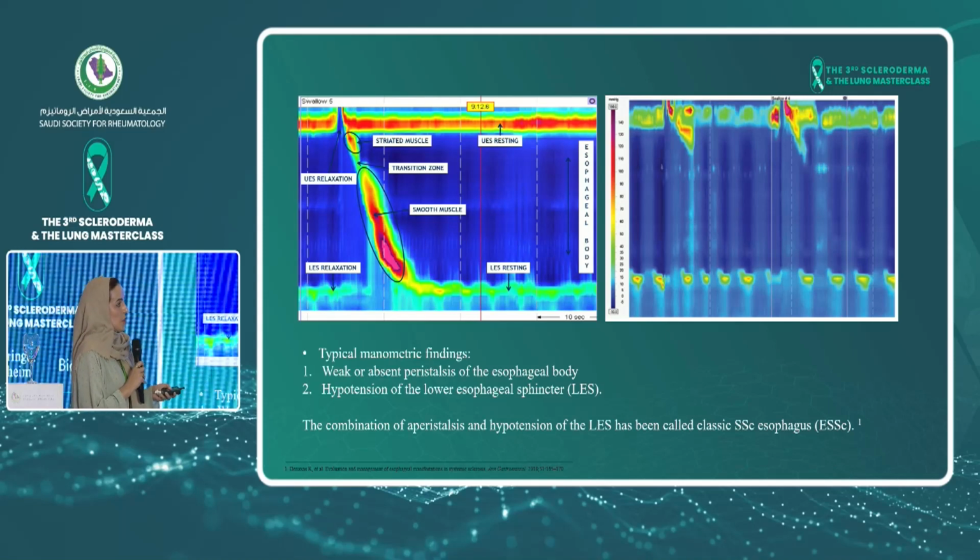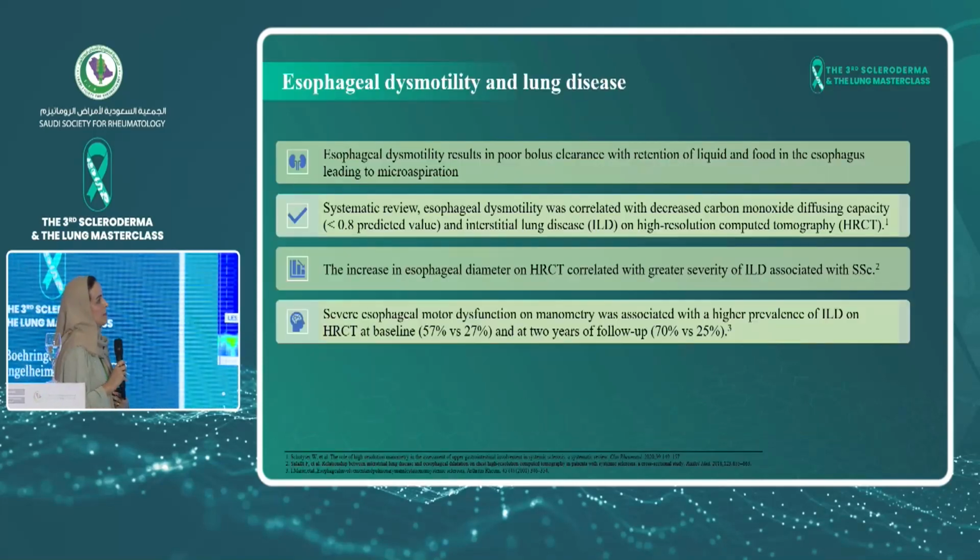Lower esophageal sphincter is not as beautiful as this one. You can see these just points of pressure. This is not the lower esophageal sphincter. This is the pressure of the diaphragm. So it's really not doing anything. So this patient has absent peristalsis of the esophagus and hypotensive lower esophageal sphincter. When you have these two, this is what we call the classic scleroderma or systemic sclerosis esophagus.